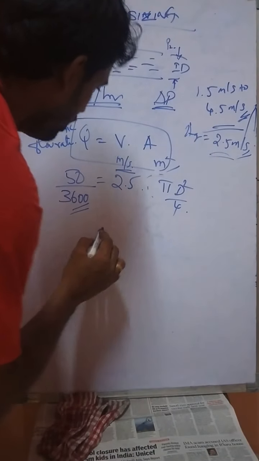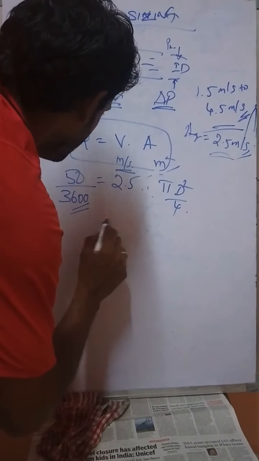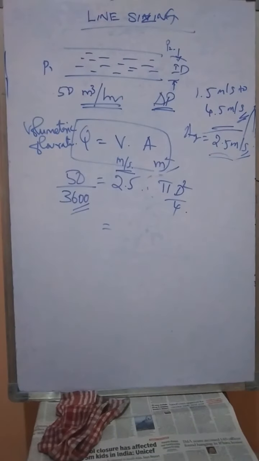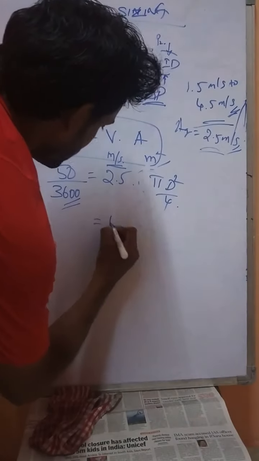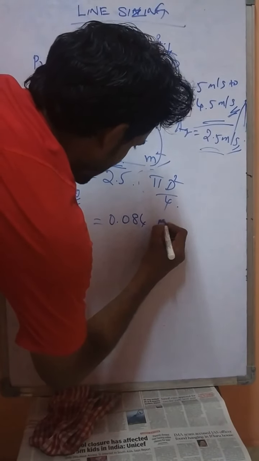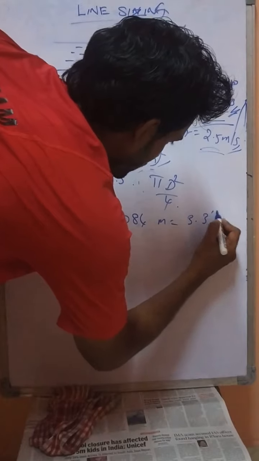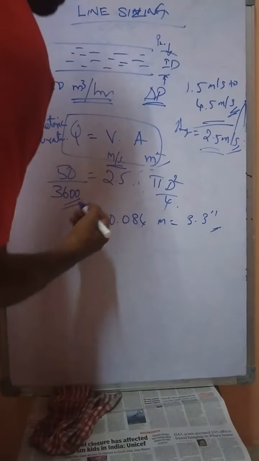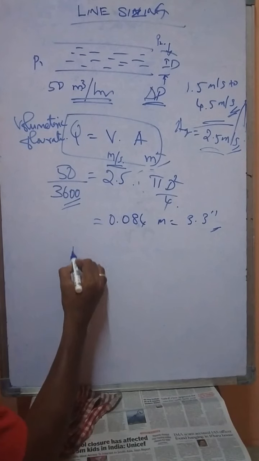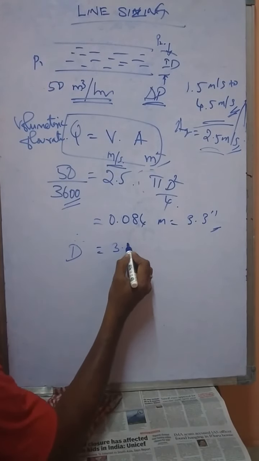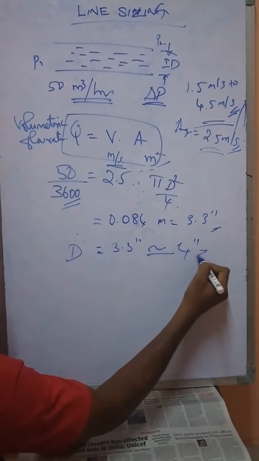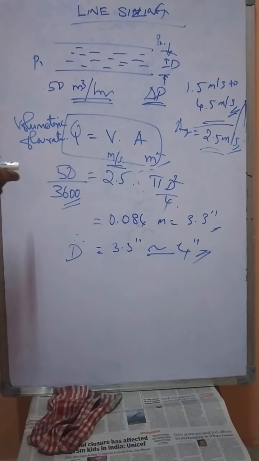So the final output, just calculate and tell you. This is giving me around 0.084 meter, which is equal to about 3.3 inches of ID. So I'll simply write it here. D will be 3.3 inches, which is more or less equal to a 4 inch pipe. So we can go for a 4 inch pipe for this configuration.